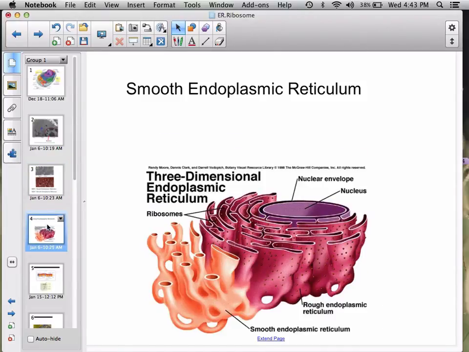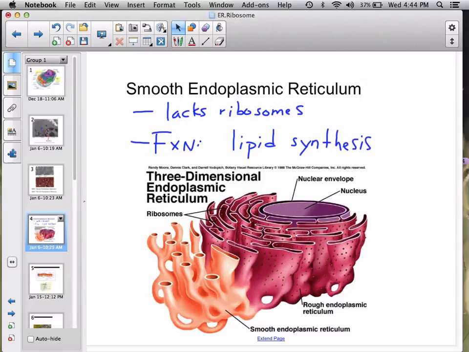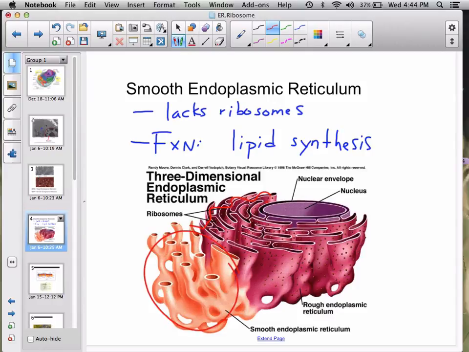The smooth endoplasmic reticulum, the main thing that characterizes it is that it lacks ribosomes and therefore looks smooth underneath a microscope. Its function is lipid synthesis. So the smooth endoplasmic reticulum, just like the rough endoplasmic reticulum, is sort of an extension of the nuclear envelope. This part, the smooth endoplasmic reticulum, its main job is to make lipids.